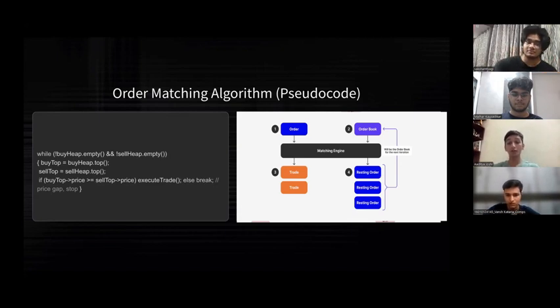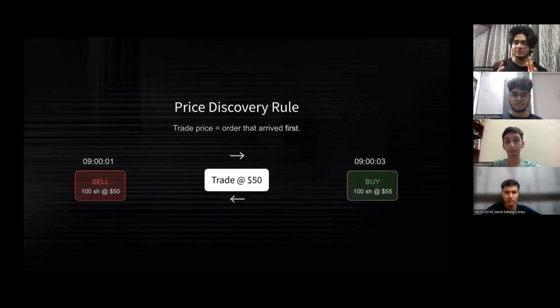Now, the matching engine, the heart of the system. The pseudocode is beautifully simple. We loop while both heaps have orders, grab the top buy and top sell. And if the buy price is greater than or equal to the sell price, we execute a trade. For the trade price, we follow a very simple rule: whichever order arrives first sets the price. So if a sell at 50 arrives at 9 o'clock and 1 millisecond, and a buy order at 55 arrives at 9 o'clock and 3 seconds, the trade would execute at $50.